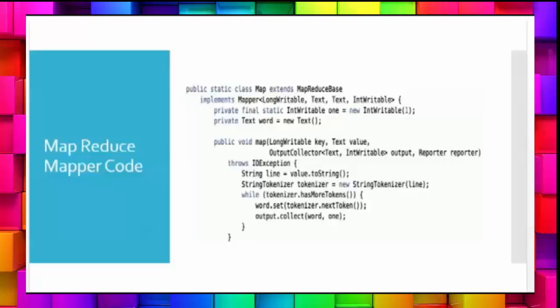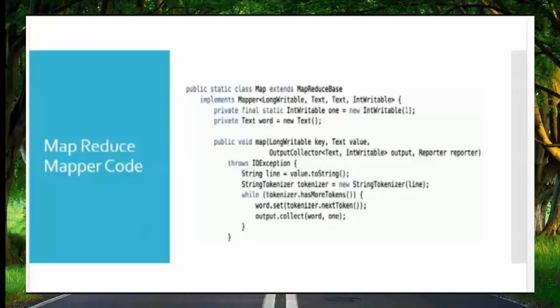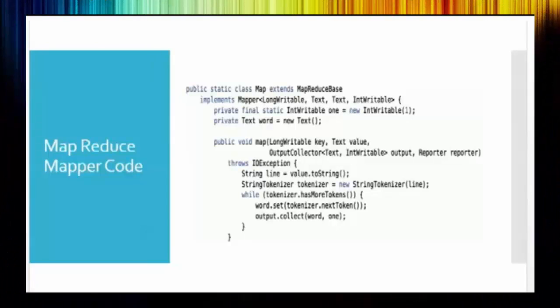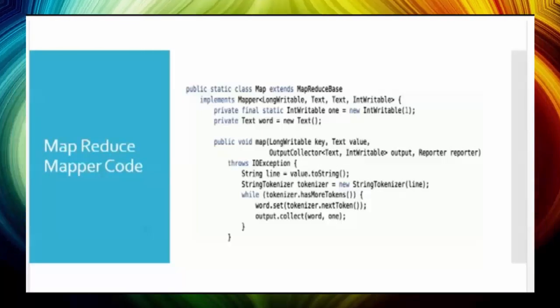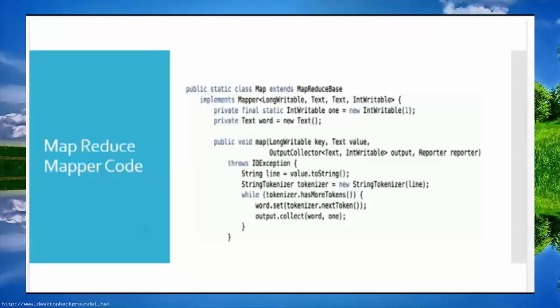So what this does is this runs on each one of the physical nodes, and it takes the chunks of text from the HDFS file system by default, and then breaks them into a set of key-value pairs, the text of the word and the number 1.